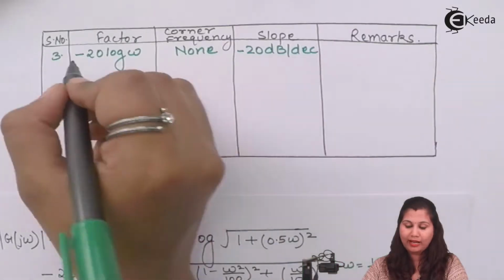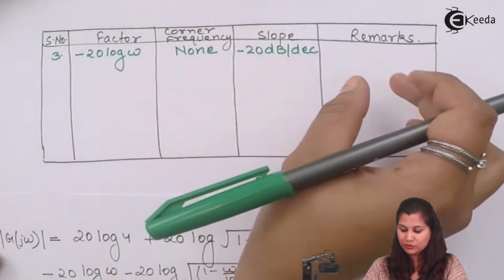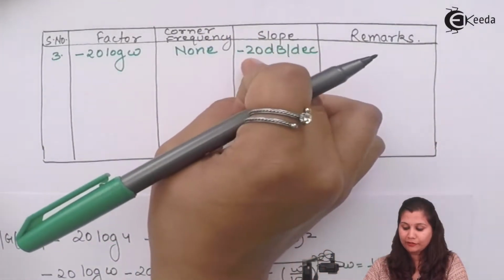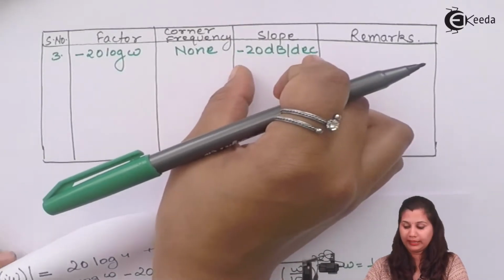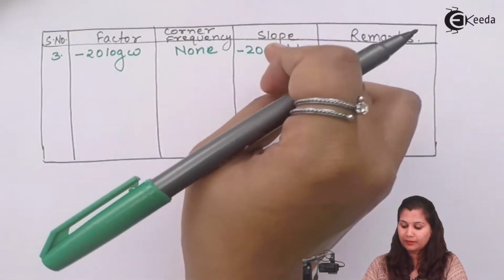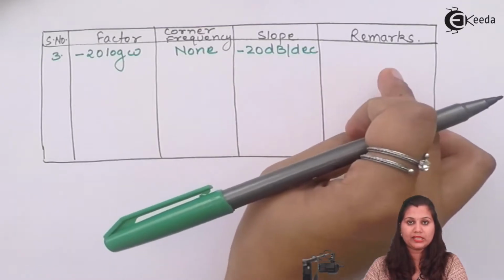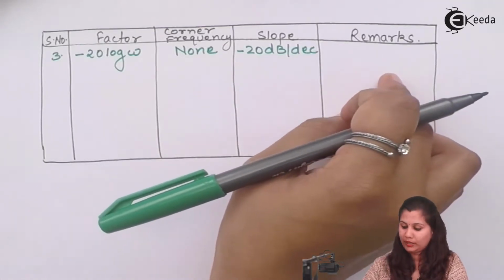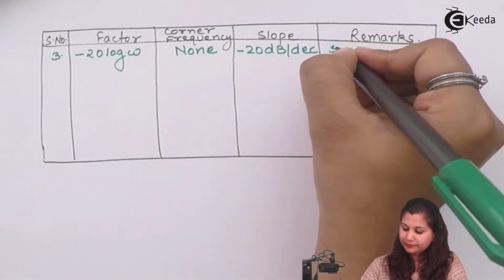Now how this factor is represented: it will be a straight line which will have the slope minus 20 dB per decade, and it will pass through the frequency omega equals to 1. So we will write here.